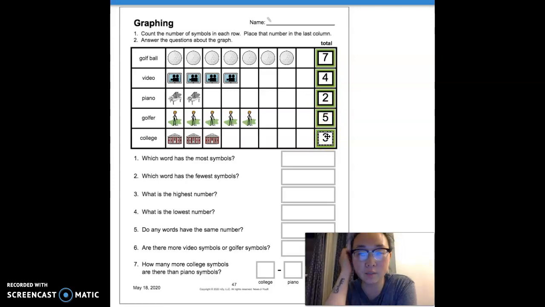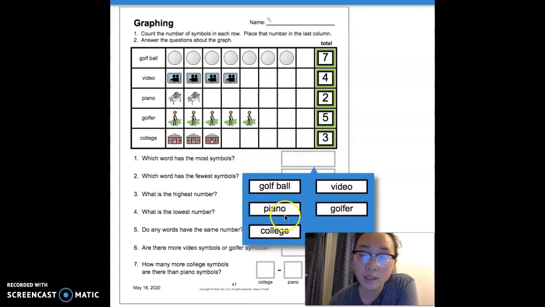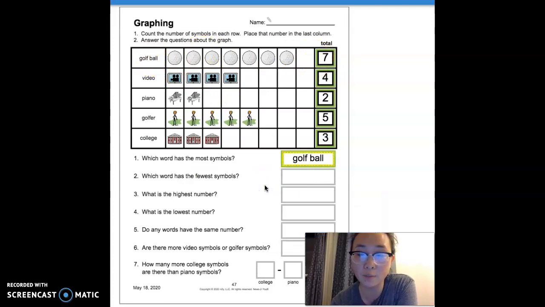Now let's answer some questions. Number 1, which word has the most symbols? So let's look. All our words are listed here. Which word has the most symbols? Is it golf ball, video, piano, golfer, or college? So the one with the most is golf ball because there are 7. So we're going to put golf ball.